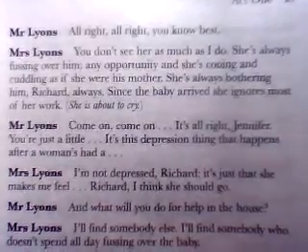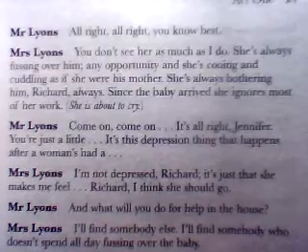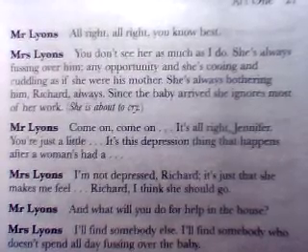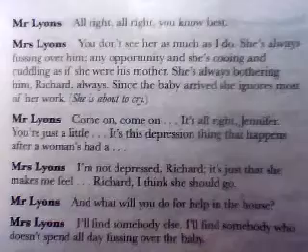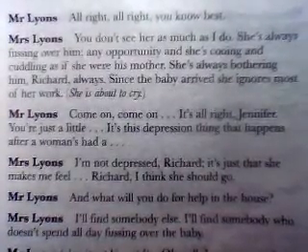Now, the reason why I earlier asked you to note that stage direction when it says that Mrs. Johnstone enters and immediately goes about her work is because that serves to contradict Mrs. Lyons' lie about the fact that she ignores most of her work. We've already seen that's not the case.